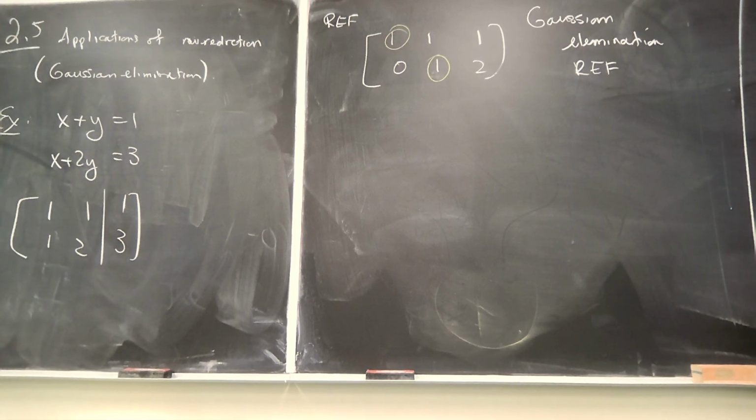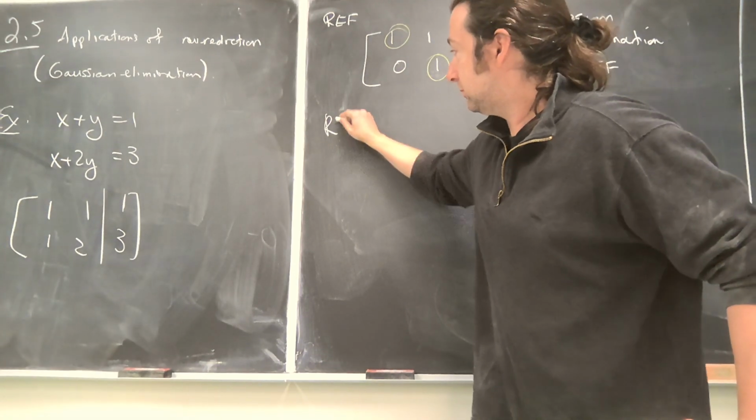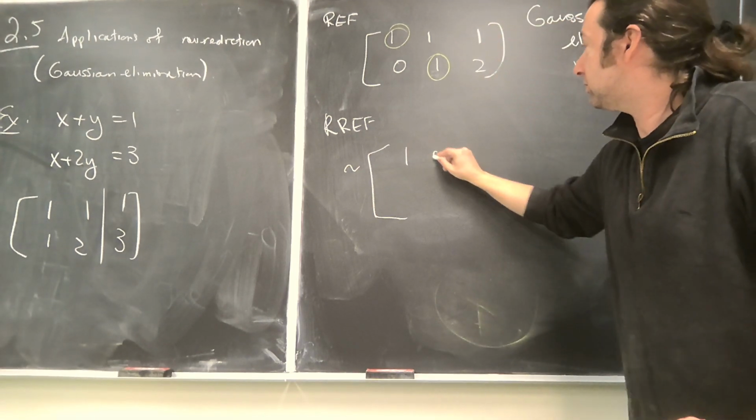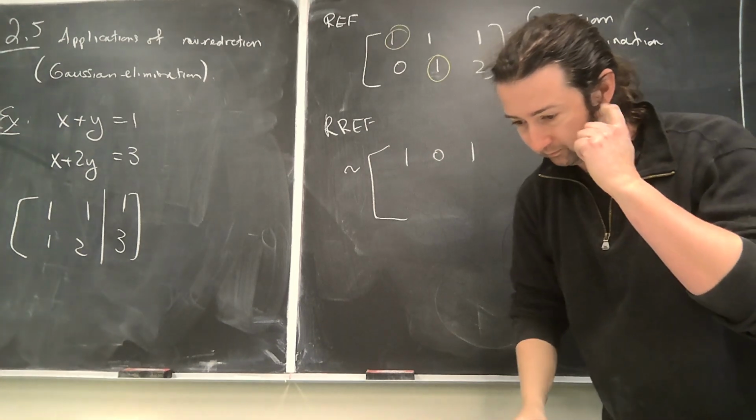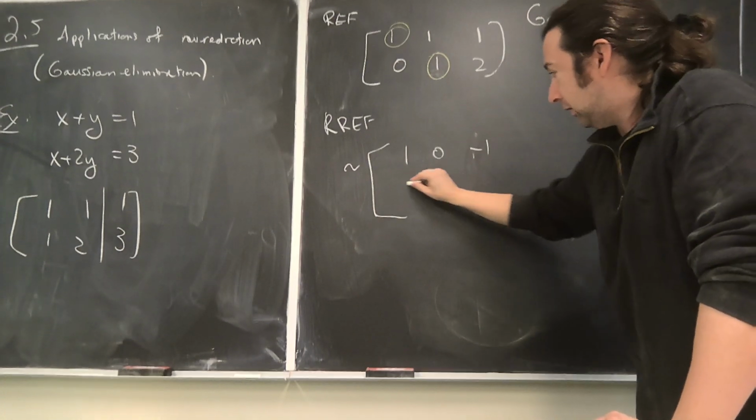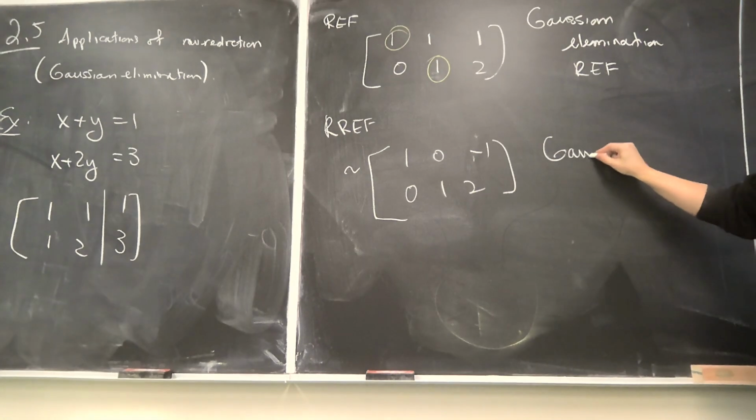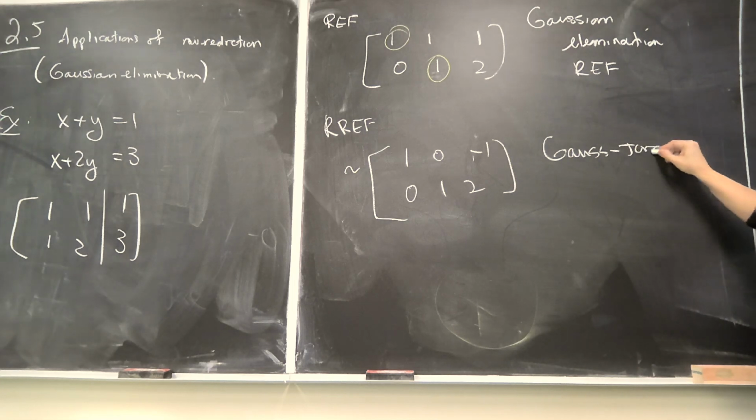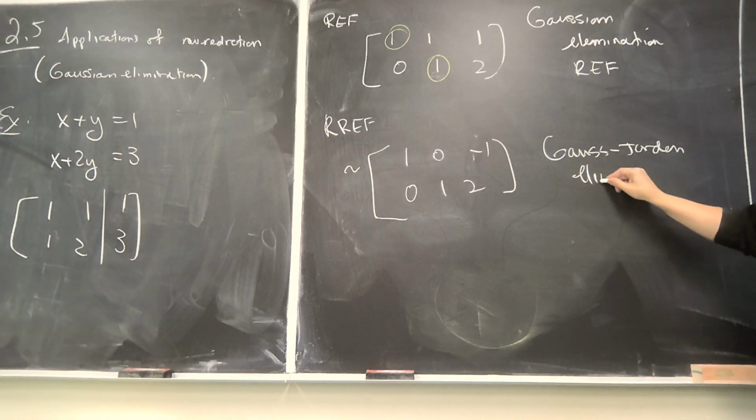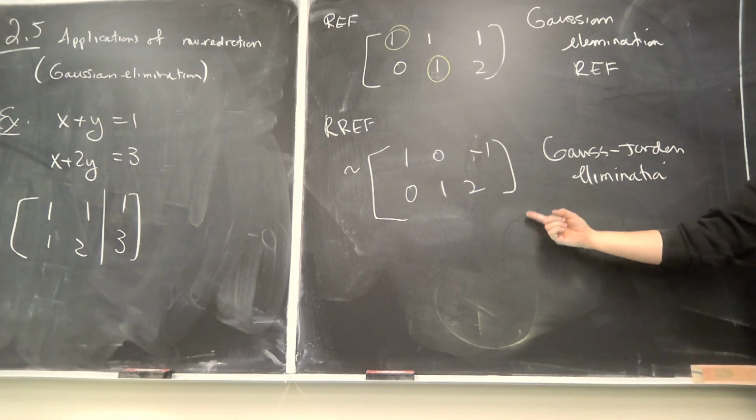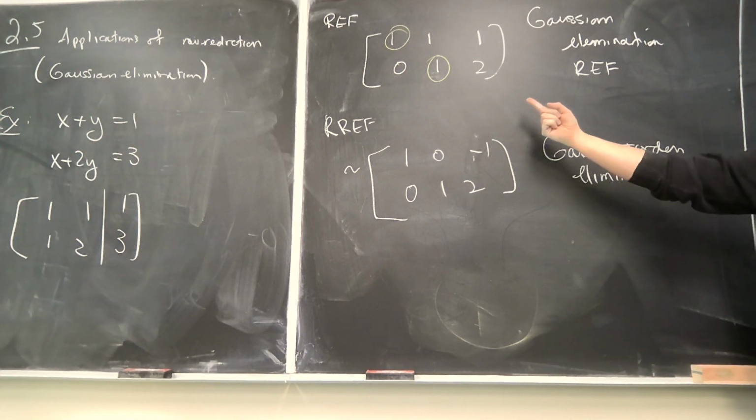If I go further and I want to put it into reduced row echelon form, so I continue and I get the matrix 1, 0, minus 1, 0, 1, 2. This is called Gauss-Jordan elimination. And a natural question you might have is, why on earth wouldn't you just do that every time? Computers do it. So why do we care about this?